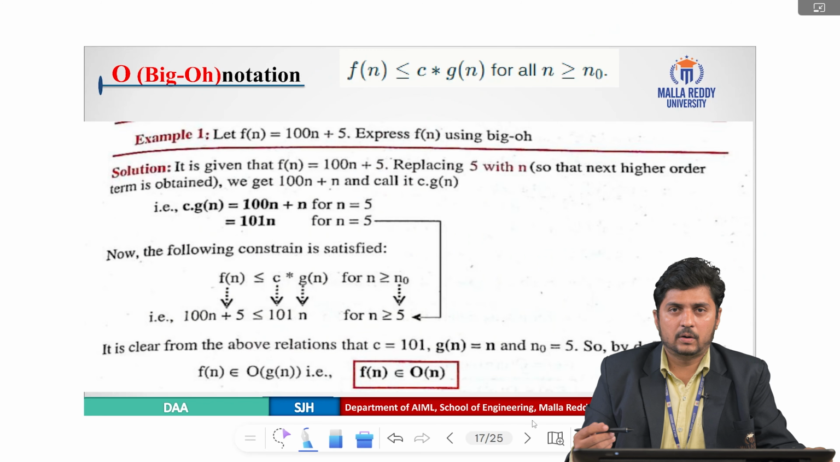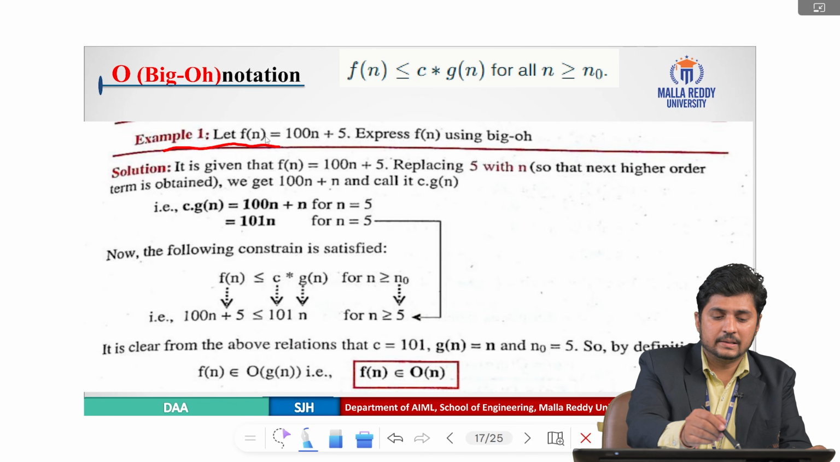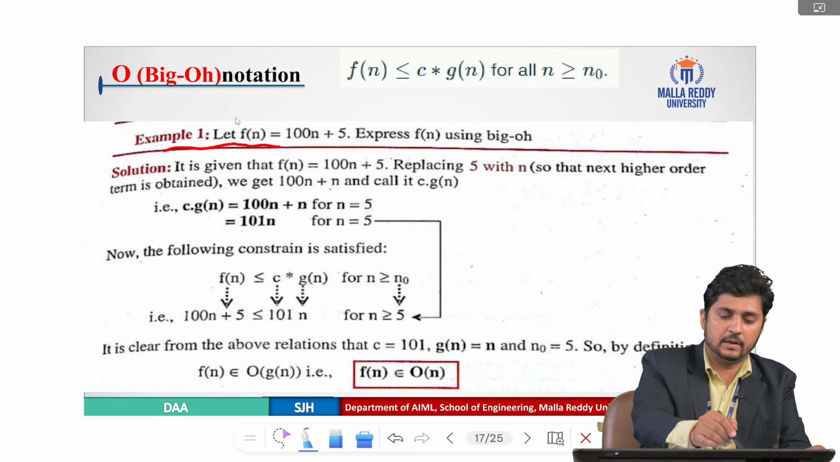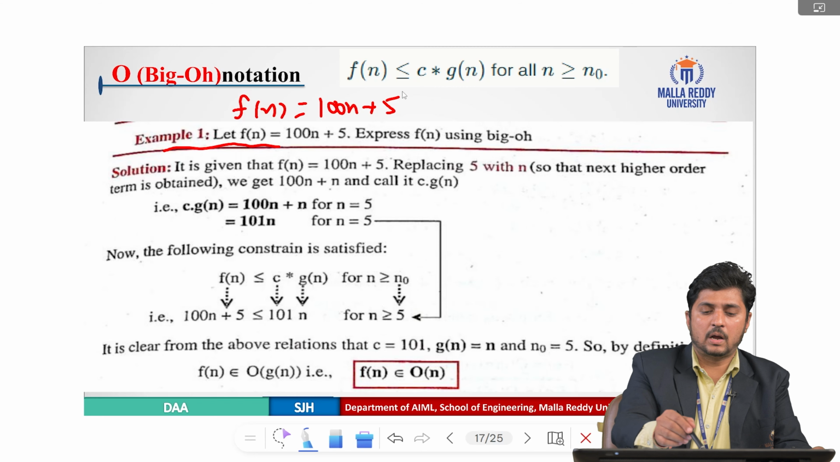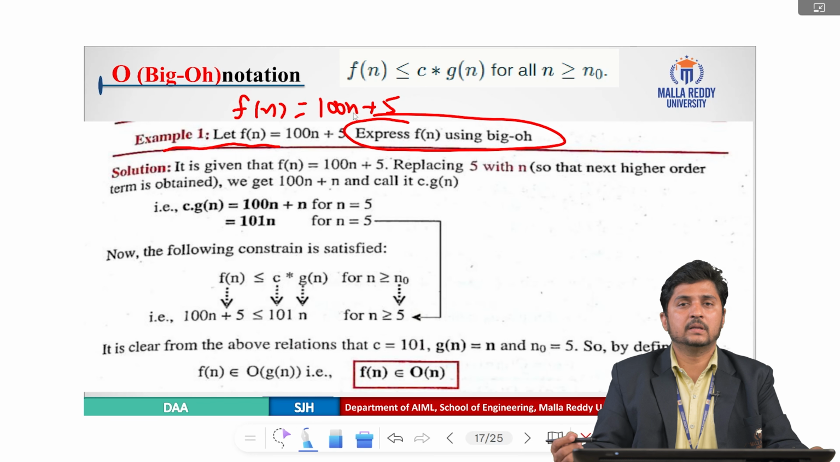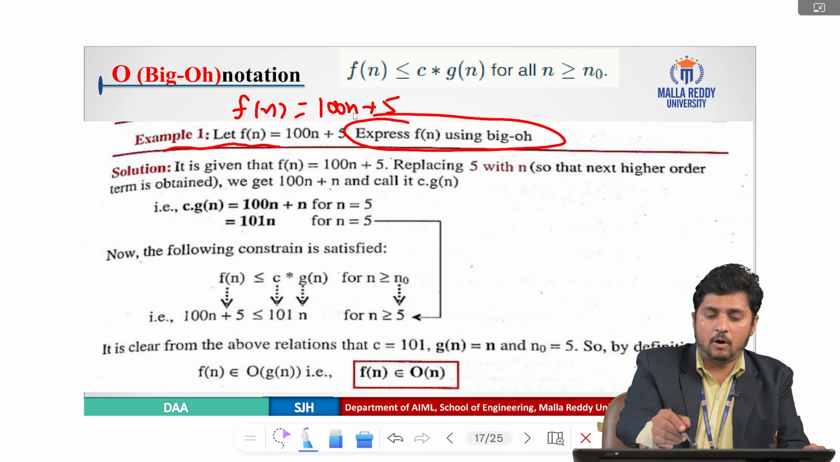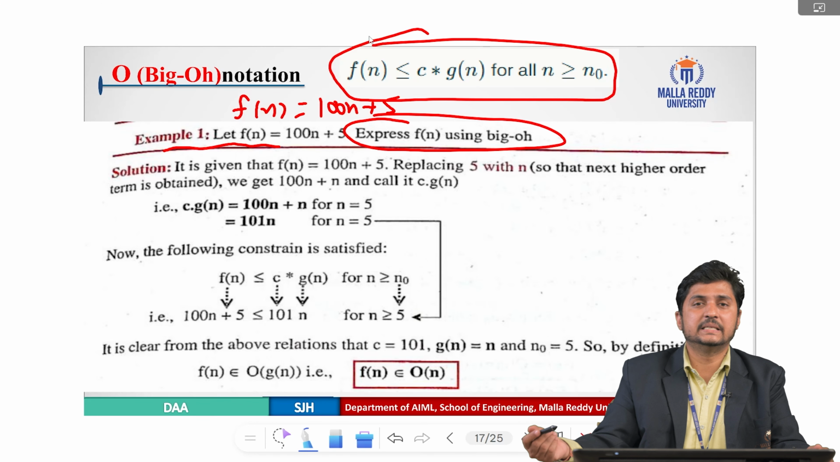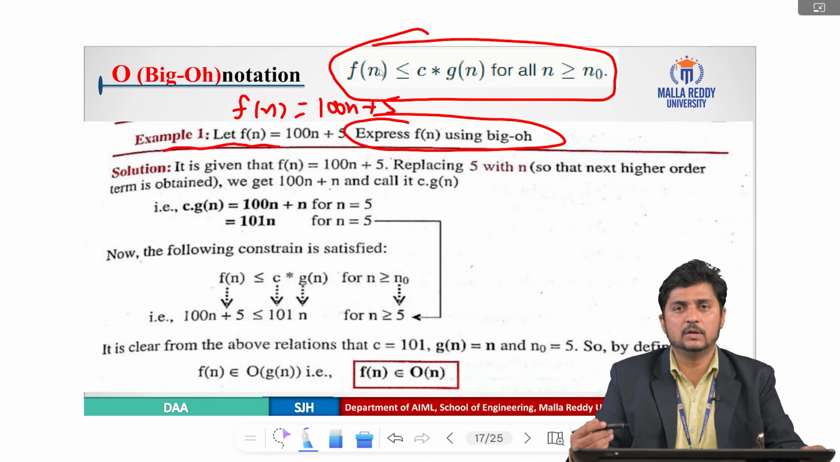So here I'd like to take one basic example, the very first example on big O notation. Given our user-defined function, f of n is equal to 100 n plus 5. The question asked here is: express the given user-defined function, f of n, that is 100 n plus 5, using big O notation. For that, we all know that first of all we need to write the basic definition. The basic definition says that f of n will always be lesser than or equal to c into g of n for all n greater than or equal to n naught. That is the basic definition for big O notation.